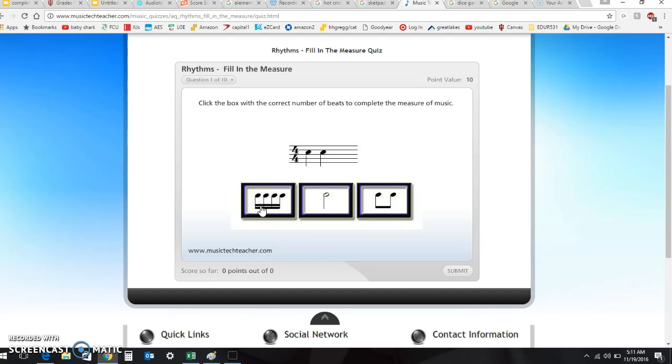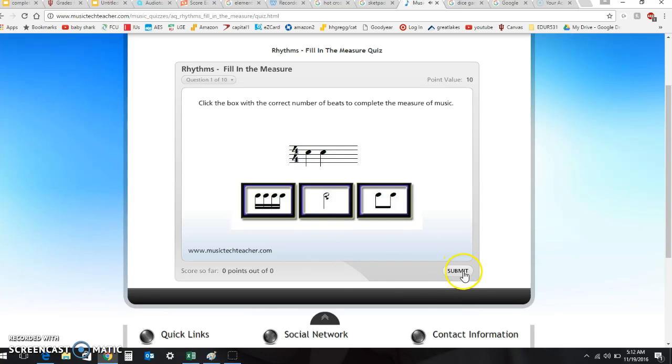Well, this is 1 beat. This is 1 beat, so this is 2. So 2 plus 1 does not equal 4. But 2 plus 2 does. So I will hit this, and it will spin and think about it.